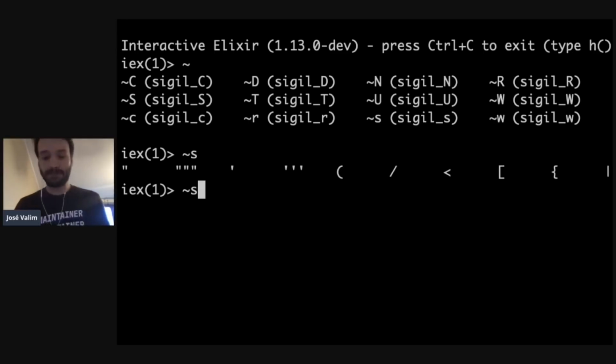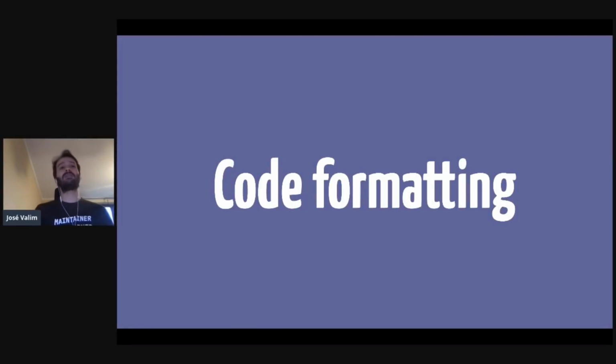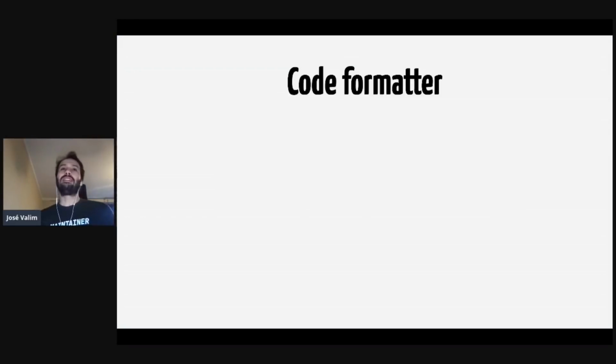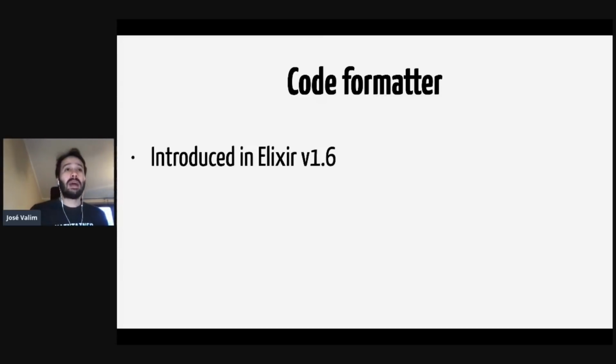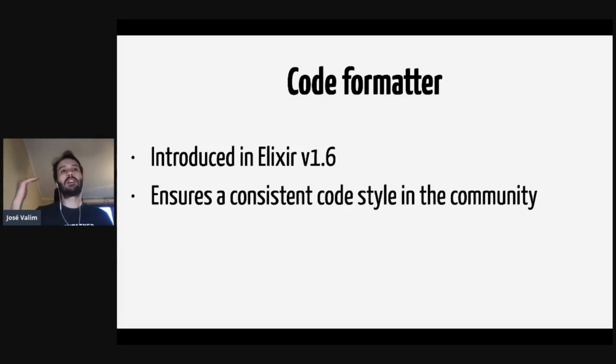them every day. All right, and the last thing I want to talk about, the last big feature, is code formatting, okay? So if we were at the event, I would ask how many people are using the code formatter, but we are not. I cannot see a quick raise of hands, but I would be curious on that. So the code formatter was introduced in Elixir 1.6, and the reason for that is that we want to ensure a consistent code style in the community, okay?